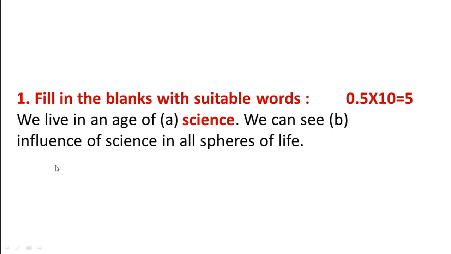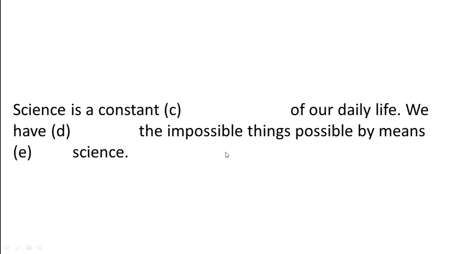Look at after the gap, you find here influence, a noun. So before a noun, you can use an article. Here we use the. We can see the influence of science in all spheres of life. Science is a constant dash of our daily life. Look at here, constant is an adjective. So after an adjective we can use a noun. So we can use here companion. Science is a constant companion of our daily life.